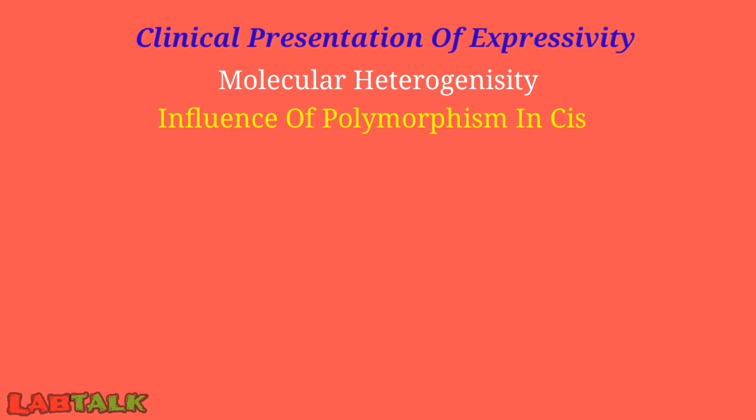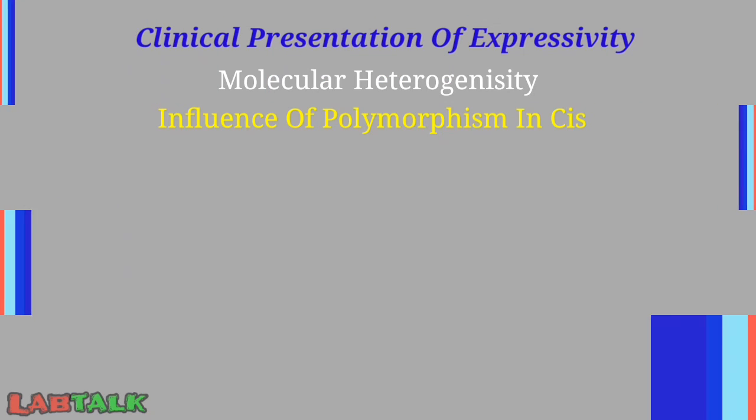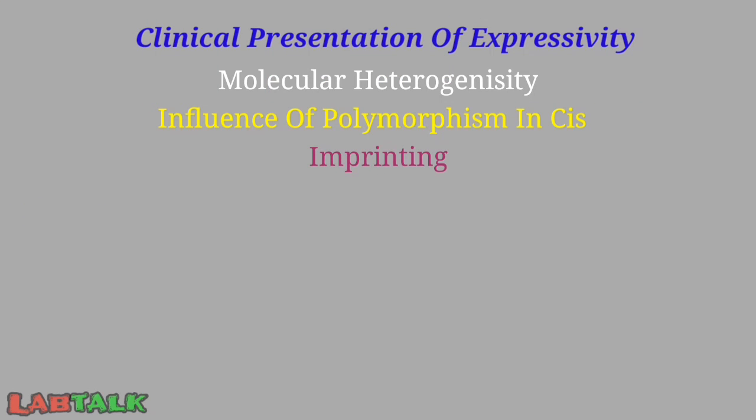Next is the influence of a polymorphism in cis. A dominant mutation may lead to different phenotypes depending upon the type of polymorphism present in the same gene in cis. Imprinting. According to the parent who transmits the mutation, a different clinical presentation may be observed due to imprinting. Finally, somatic mosaicism. The clinical syndrome may be different when the same mutation is present in somatic mosaicism or in all the body cells.